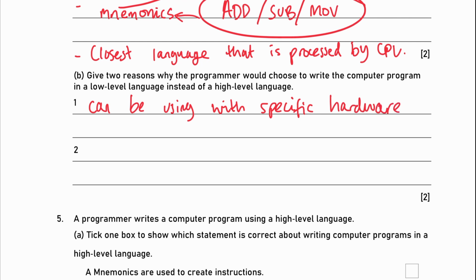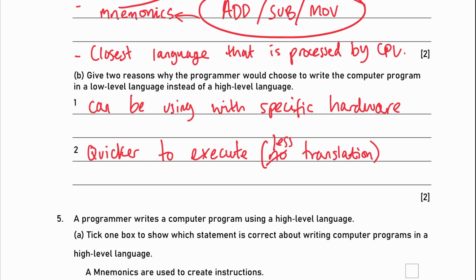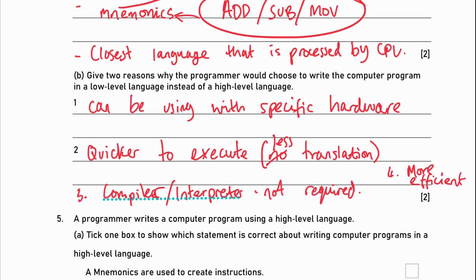That's your first mark. You could also say it's quicker to execute. It doesn't need to be translated. So no translation, or less translations, should I say. You don't need a compiler or interpreter. So compiler or interpreter not required, which makes it more memory efficient than a high-level language. Okay, so any of these 4 for your 2 marks as to why you would use a low-level language.